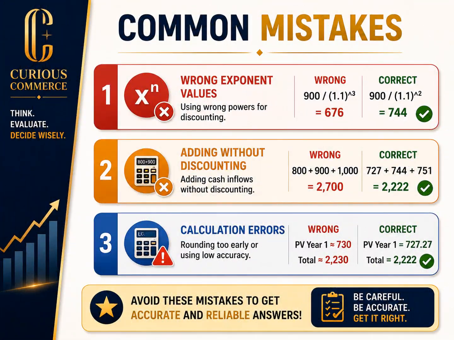Common mistakes. Mistake one is a wrong exponent value. The second is adding without discounting. The third mistake is calculation errors, especially during decimal calculations. Write step by step clearly, use calculators carefully, practice regularly. Accuracy is very important in finance.